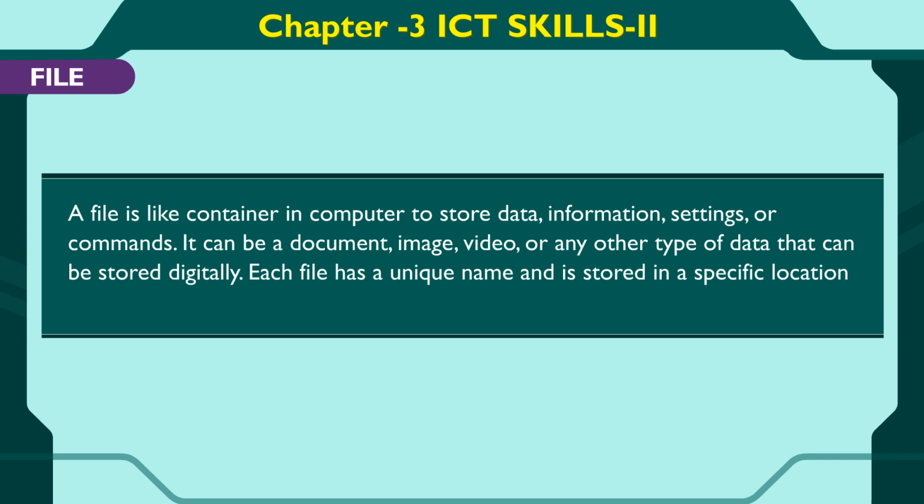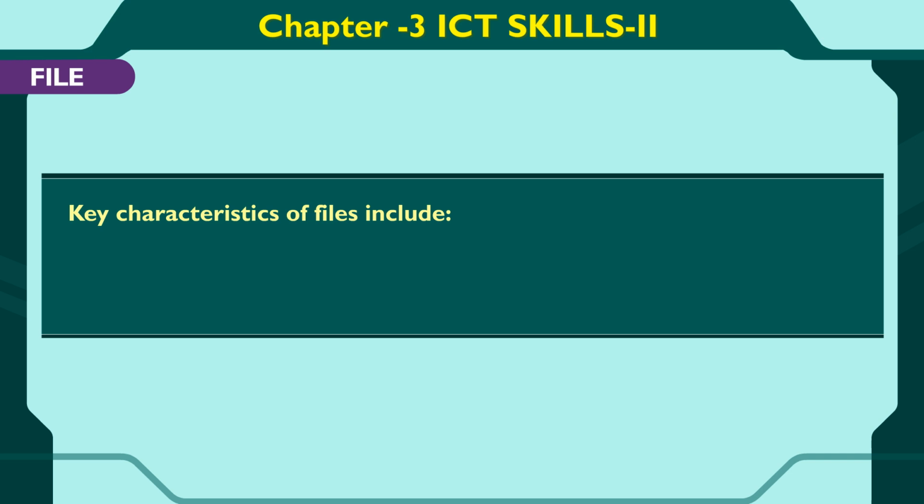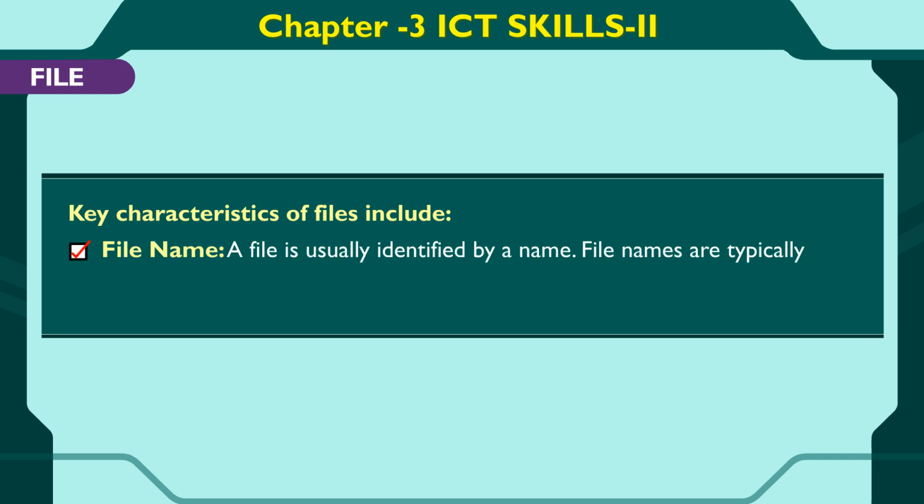Each file has a unique name and is stored in a specific location on a computer. Key characteristics of a file include file name. A file is usually identified by a name. File names are typically given by the user or the system.